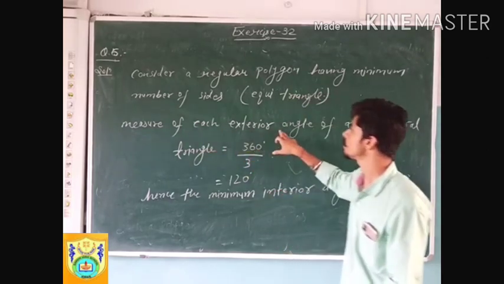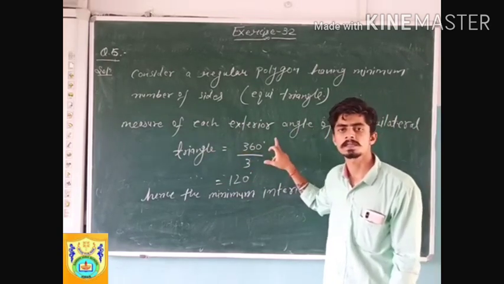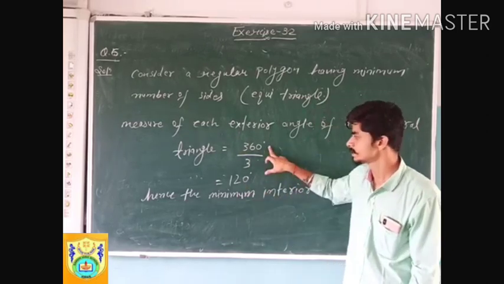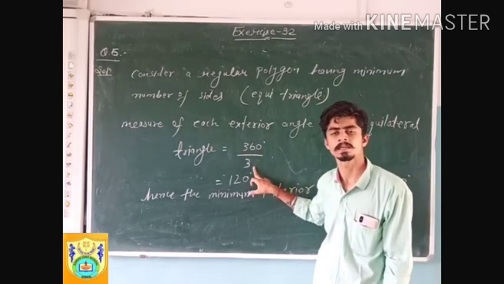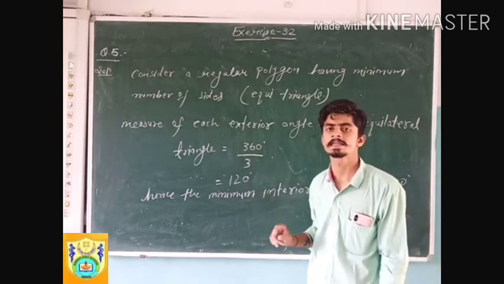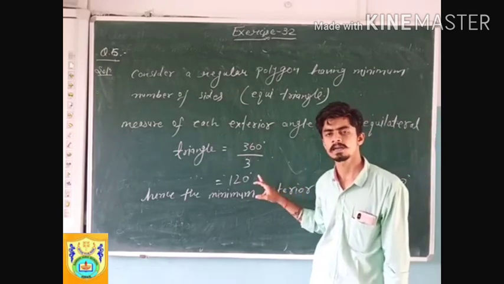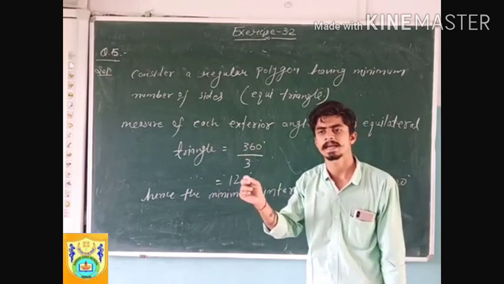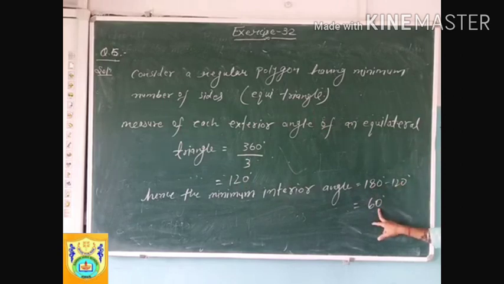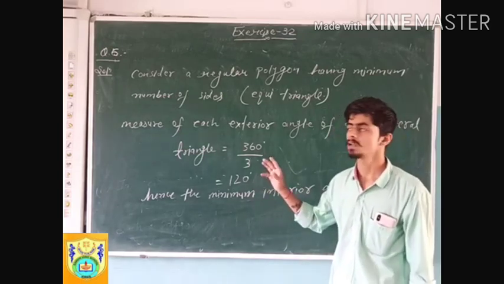So the measurement of each exterior angle of an equilateral triangle: the sum of all exterior angles of any polygon is 360 degrees, and the number of sides in an equilateral triangle is 3. So when we divide it, we get 120 degrees. So 120 degrees is the exterior angle of an equilateral triangle. And if 120 is the exterior angle, what is the interior angle? Just subtract it from 180 and we get the measurement of the interior angle, because the interior and exterior angles make a linear pair. That's all for the question.